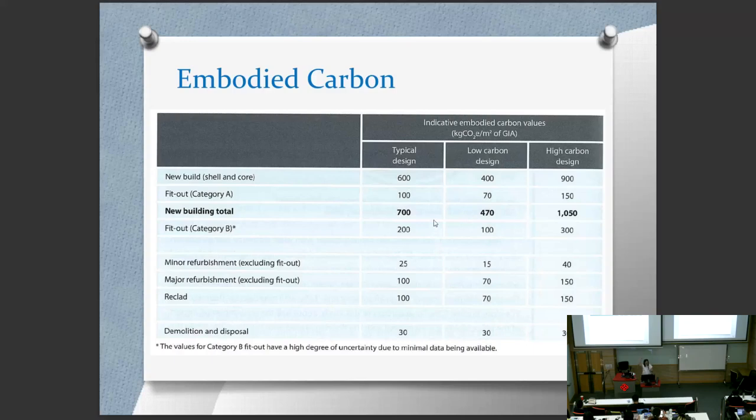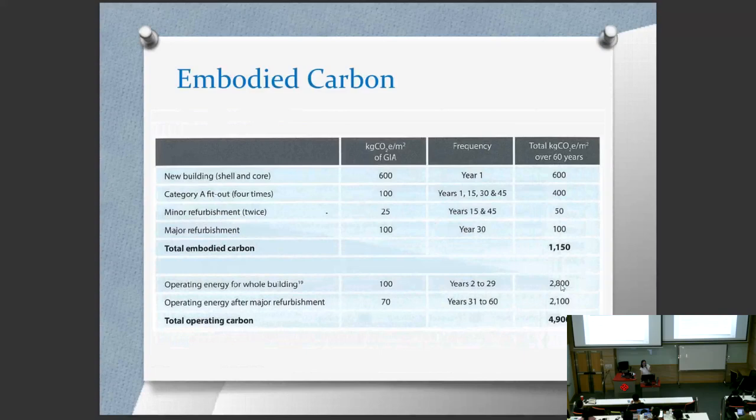This is the table that you have seen earlier for embodied carbon. And this is also the table you have seen earlier, the total embodied carbon and the operating carbon over 60 years. This is the total operating carbon over 60 years, and this is the total embodied carbon for a building that can last for 60 years.